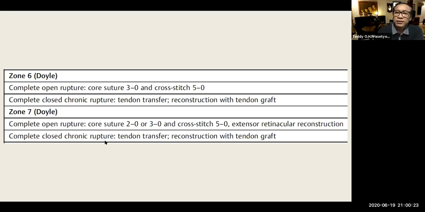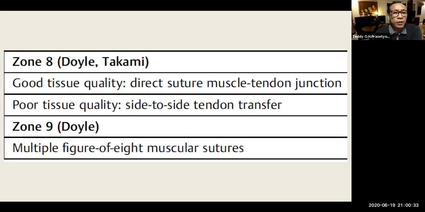Complete closed chronic rupture, all right, forget it. You do not need to repair it directly, but then you need to consider tendon graft or tendon transfer. Zone 8, you should remember, it is at the tendon and also the musculotendinous level. If the quality of the tissue is good, you can repair directly. But still remember, when you repair muscle, use the mattress concept of suturing technique. If it comes with poor tissue quality, then you may suture the tendon with the muscle side to side.